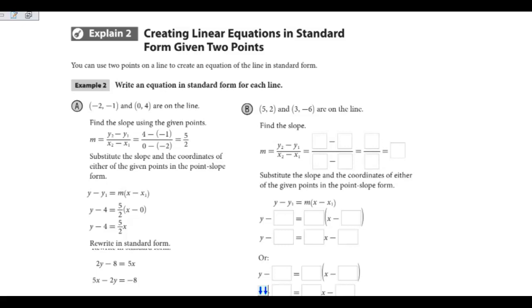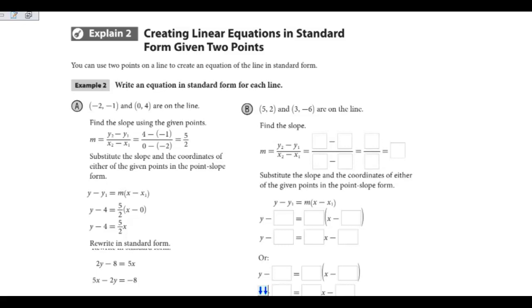Welcome back to Standard Form Part 2. Today we're going to talk about creating standard equations, or linear equations in standard form, when you're given 2 points. And just like we did with the point-slope form and the slope-intercept form, when you're given 2 points, the first thing you really need to do is to find the slope.